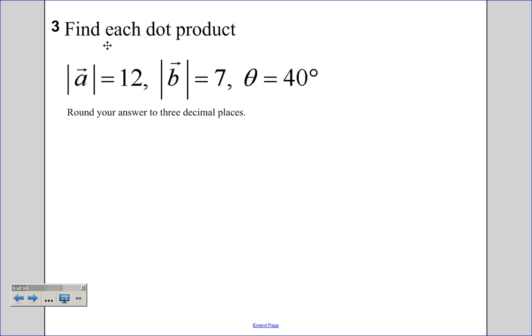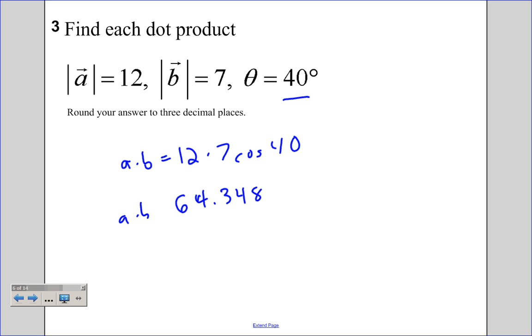So if we find the dot product of this, before we even go further, we can look at this and answer whether the answer is going to be positive or negative. Since that's acute, our dot product should be positive. So A dot B is going to be 12 times 7 times the cosine of 40. I get the answer of 64.348.